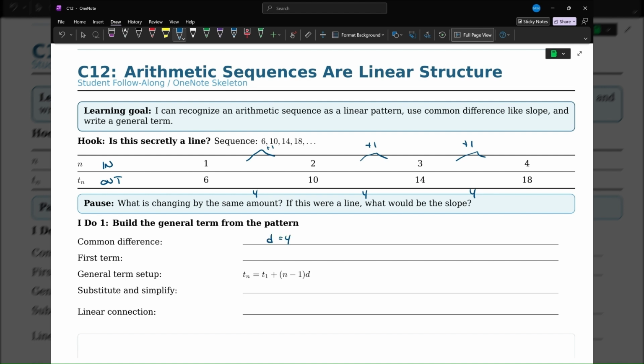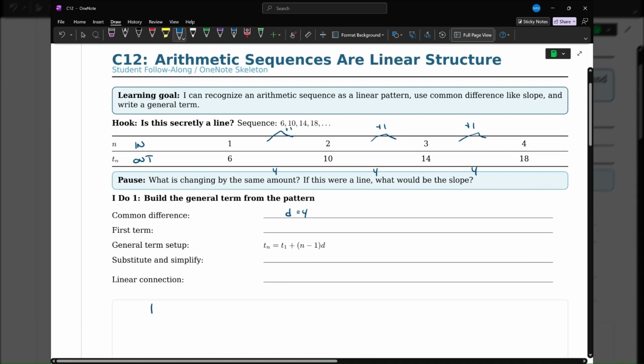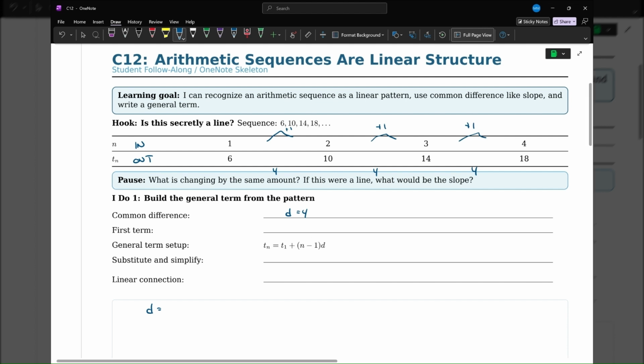Now, if I didn't have the table of values, I would say the common difference is the difference between any two consecutive terms. For example, T2 and T1, which in this case was 10 minus 6, which is 4. What's the first term? Well, that's easy, I'm just going to look. The first term is 6. So T1, first term, is 6.